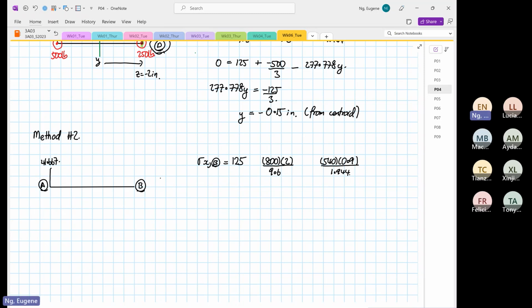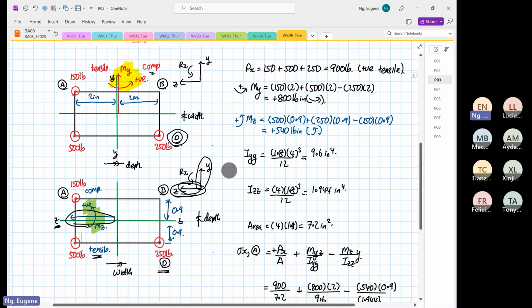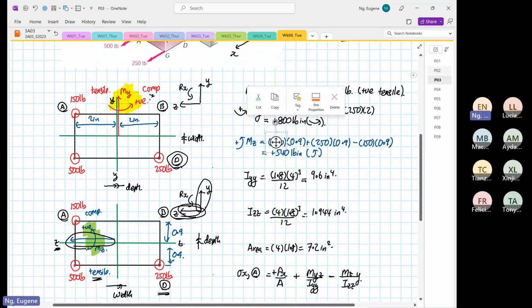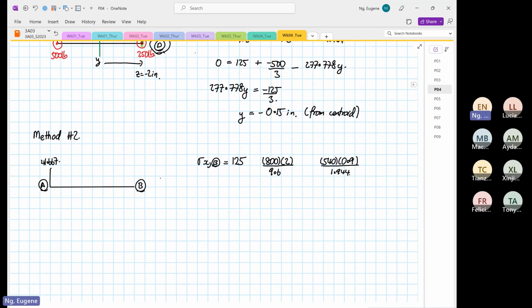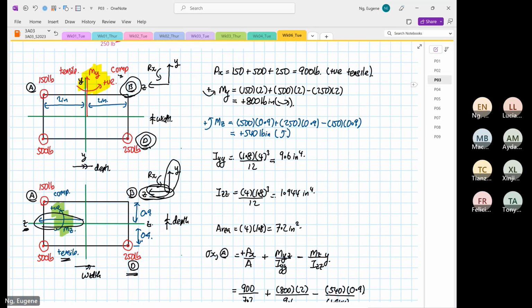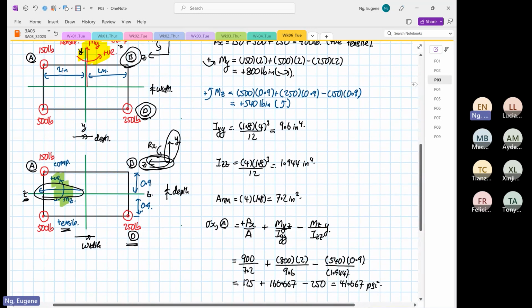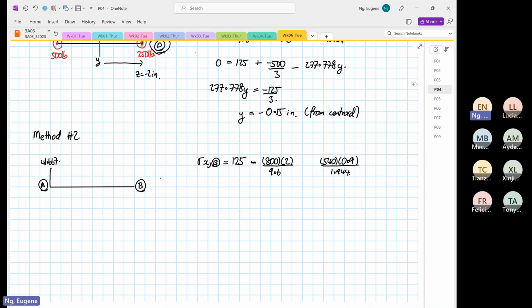Okay, so let's look at My at point B. If we look at this graph over here, this My is going to induce a compression at point B. Now we are focusing on point B, so it's going to induce a compression. So this is minus. And then moment about Z at point B is also going to induce a compression. So both are in fact minus.